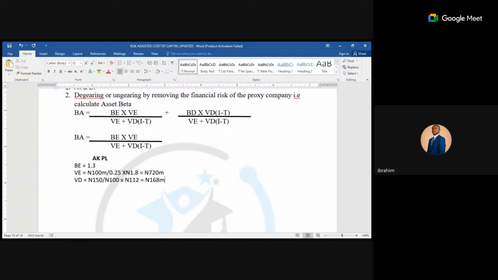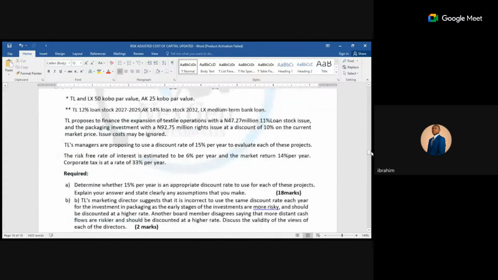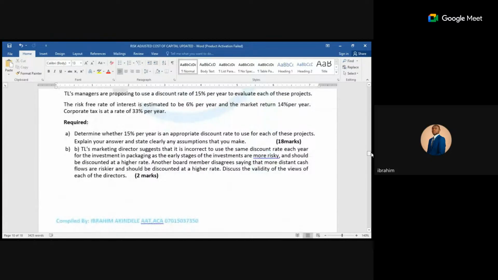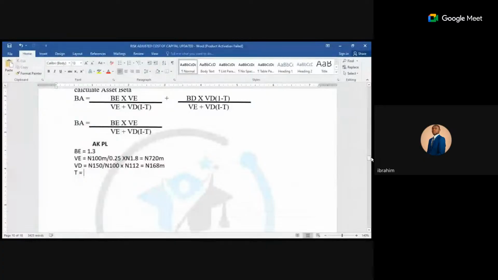168 million. Right. So what else do we have? What is the tax rate? 33%. Let me quickly confirm that. Okay. They just give us only one tax rate. So it's part of your assumption that the tax rate of 33% will be used for the three companies. It's an assumption. State it.